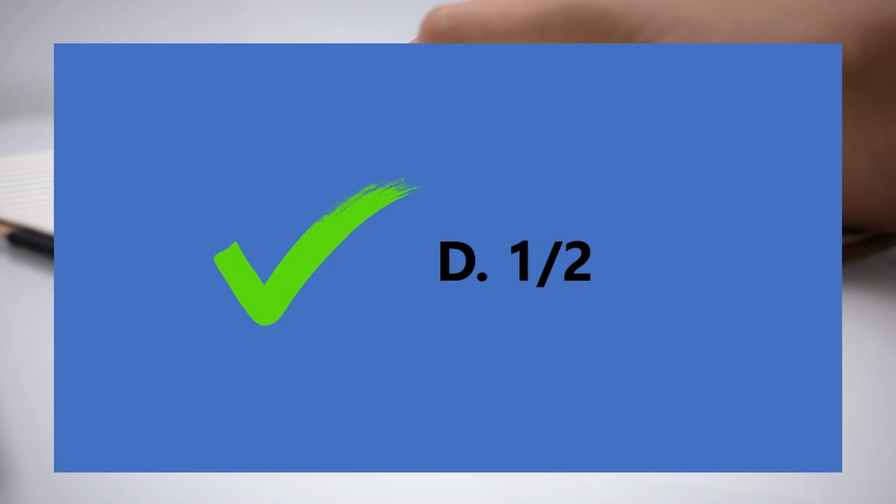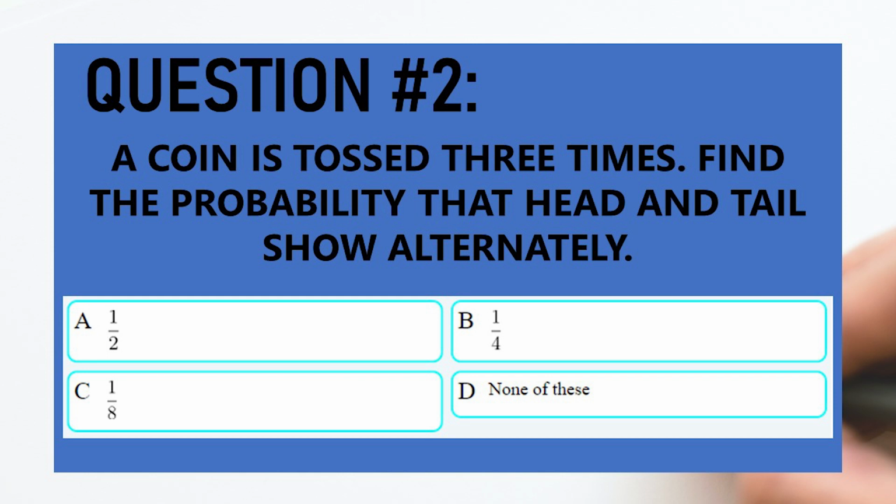The correct answer is letter D, 1/2. Question number 2. A coin is tossed 3 times. Find the probability that head and tail show alternately. Letter A, 1/2, letter B, 1/4, letter C, 1/8, or letter D, none of the above.